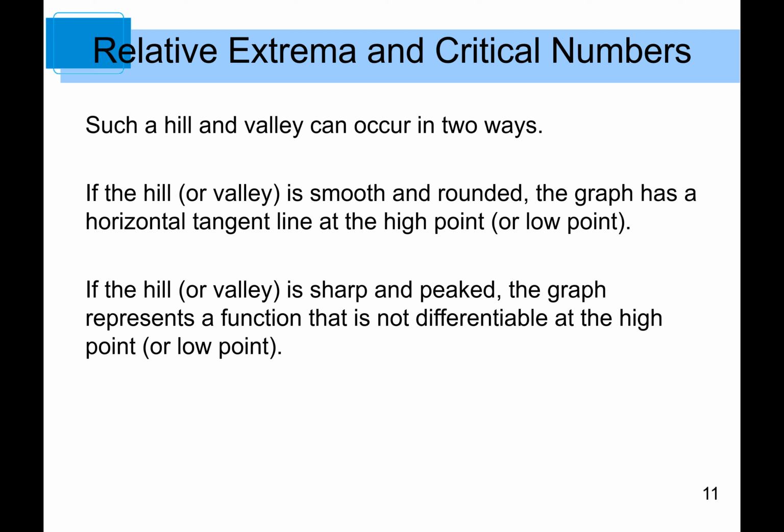If the hill or valley is smooth and rounded, the graph has a horizontal tangent line at a high point or a low point. If the hill or valley is sharp and peaked, the graph represents a function that is not differentiable at a high point or low point like this, right? So this is not differentiable.